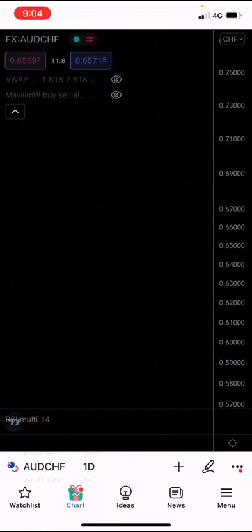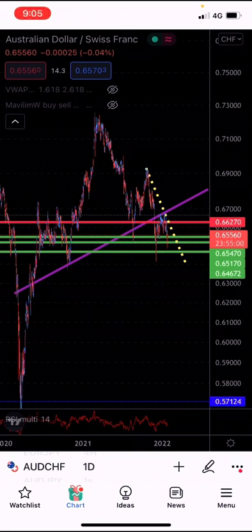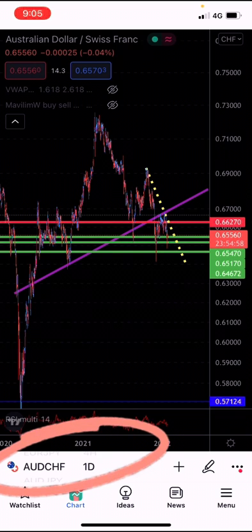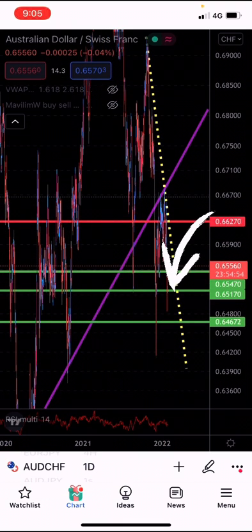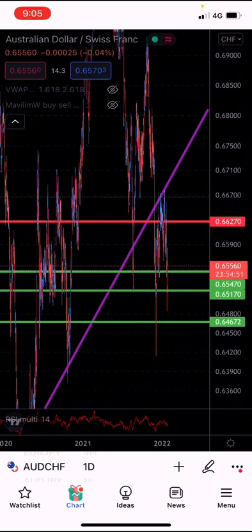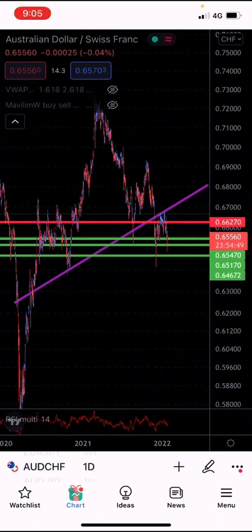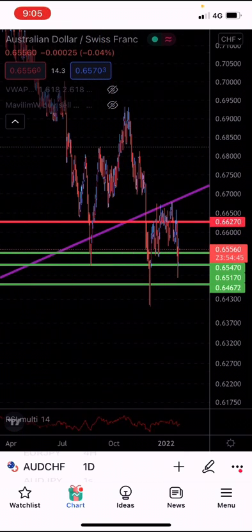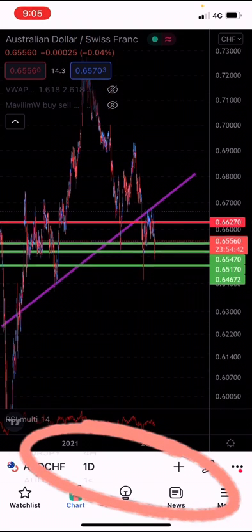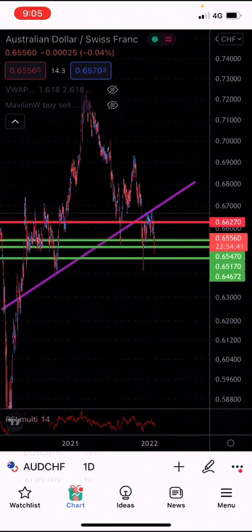So first up, I've got here AUD CHF. Now I've already marked up TP1, TP2, and TP3 and the stop loss. I'm just going to take this away for now. This is a daily chart. I always look at the higher time frame first.